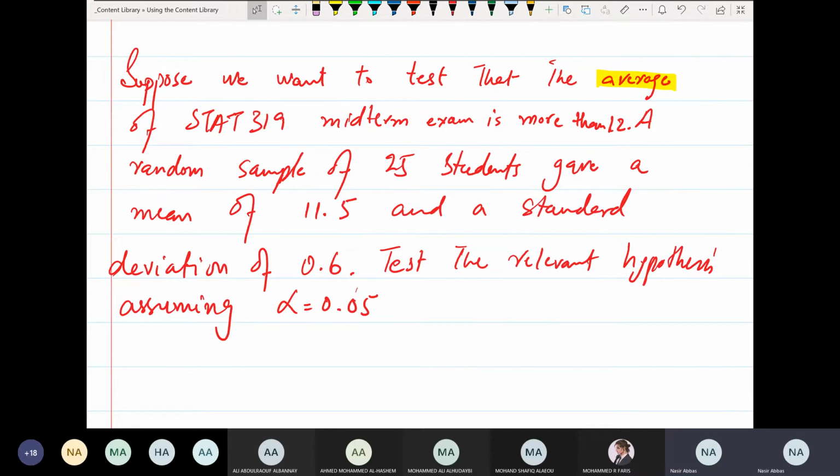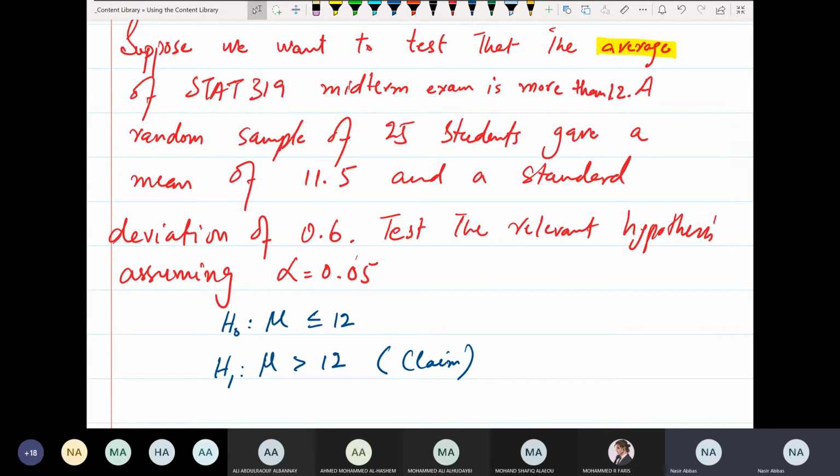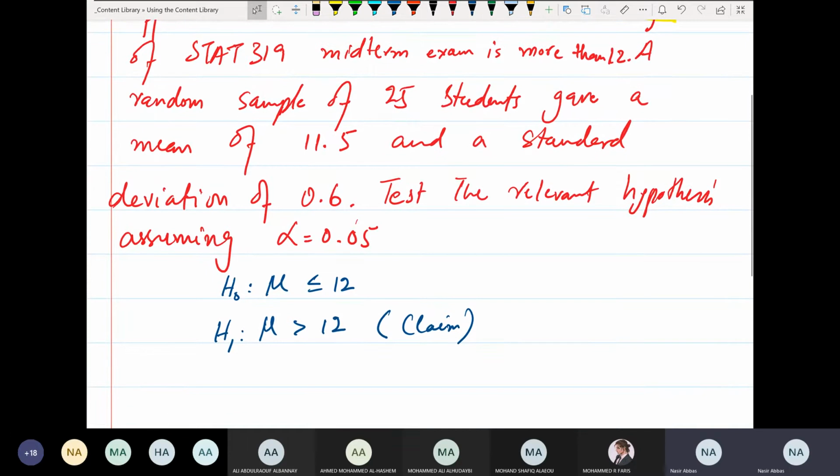Okay, so let us read the question and make H0 H1 like we make it. Suppose we want to test the average of STAT 319 exam is more than 12. So your claim in the question is mu more than 12. That's the claim. Write down the opposite. The opposite is mu less than or equal to 12. So the one that contains equal sign, that is your H0. The one without equal sign, that is your H1.